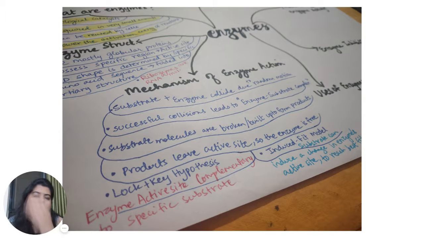The lock and key hypothesis was earlier the most accepted hypothesis, which said that the active site is completely complementary to the substrate, and only one substrate can fit the enzyme. But later on, it was found that some enzymes can be complementary to a group of substrates which have similar structure, which can induce the shape of the active site. So induced fit theory became more accepted than lock and key theory.